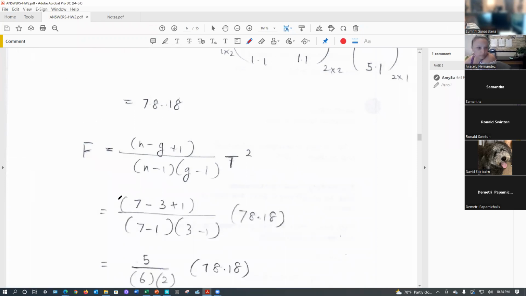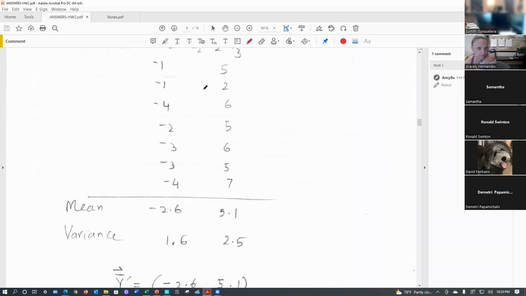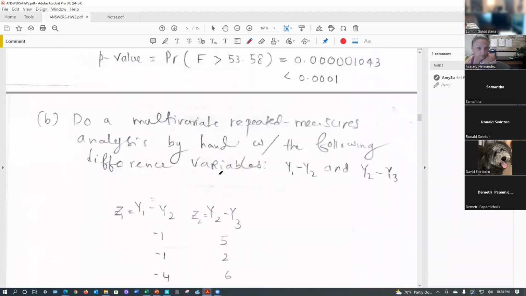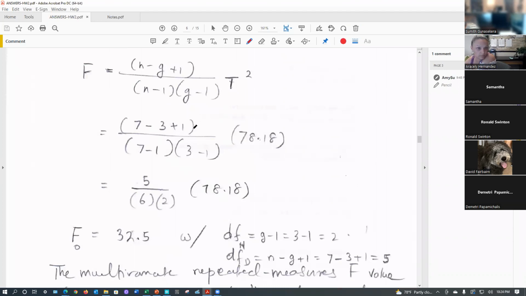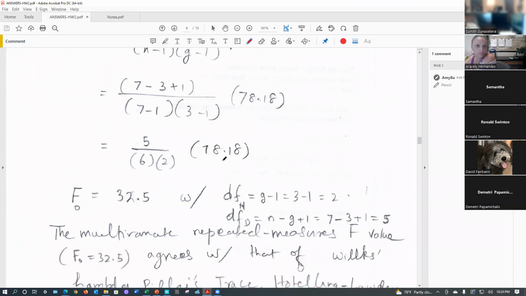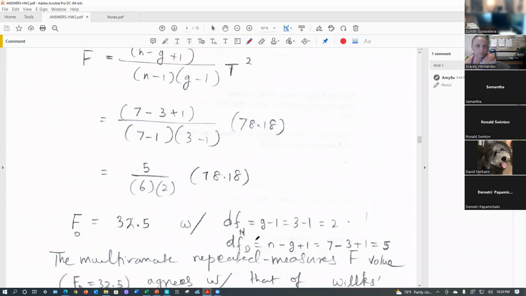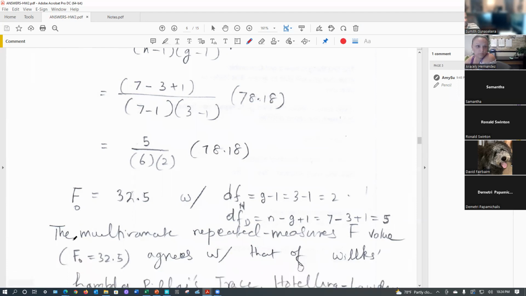Okay, n stands for how many individuals, 3 groups in the original one, not the transform one. Be careful. In the transform one, you have 2 groups. In the original one, you have 3 groups. Go to the original one. See, n plus 1 divided by 7 minus 1, 3 minus 1, times this. The degrees of freedom for the numerator is nothing but g minus 1. The degrees of freedom for the denominator is nothing but n minus g plus 1, which is 2 and 5. Okay, now we can see we get 32.5.